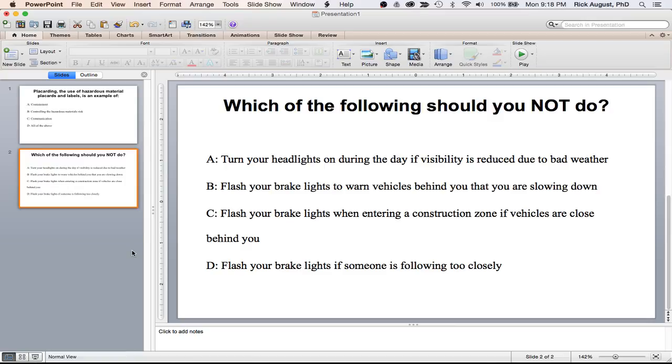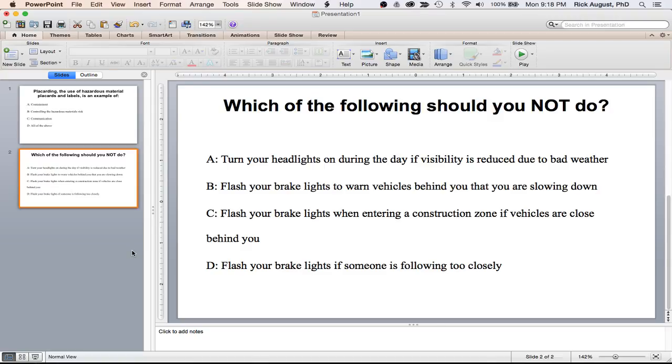The other thing that you need to know about C and D is that drivers' eyes, our eyes as human beings, are attracted to light and movement. That's why we flash our brake lights, to get the attention of the person behind you that you are slowing, and that it gets their attention. So C and D are both things that you should do.